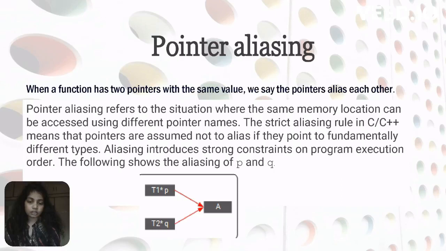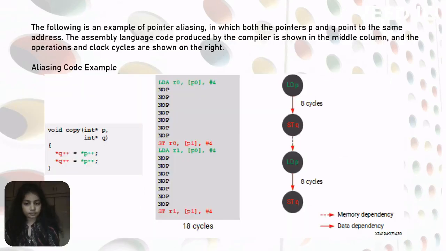The following are examples for the aliasing of P and Q variables. The following is an example of pointer aliasing in which both pointers P and Q point to the same address. The assembly language code produced by the compiler is shown in the middle column, and the operations and the clock cycles are on the right side of the slide shown here.